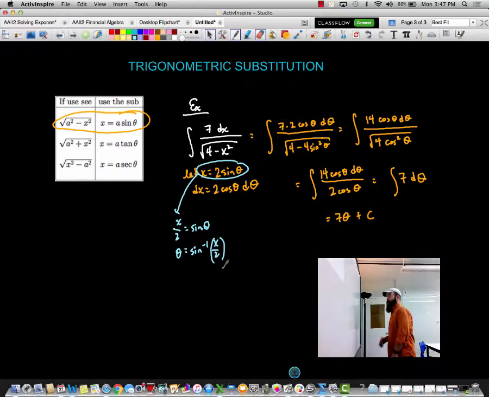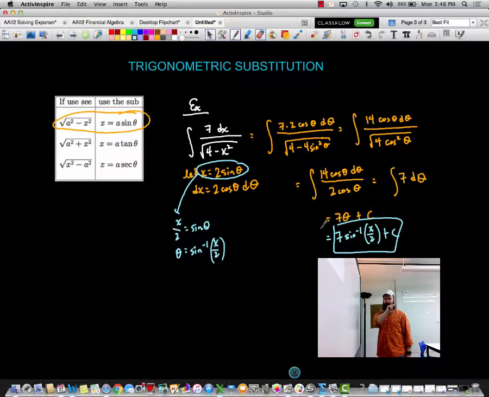Now in this case, normally I would draw the triangle and evaluate the trig functions that I need, but all I have here is a theta. So I don't really need to find any of those trig functions. I can simply say that theta is the inverse sine of x over 2, and I'm done. That's the antiderivative.